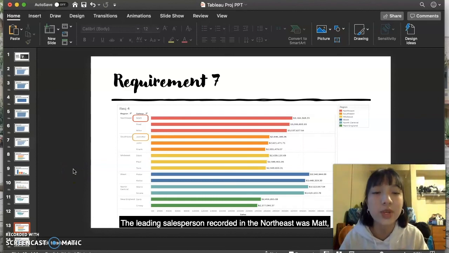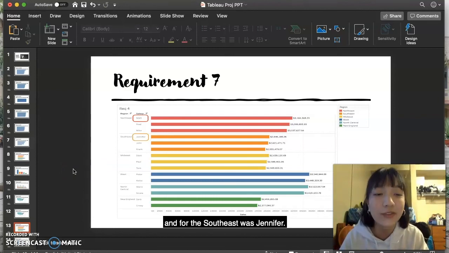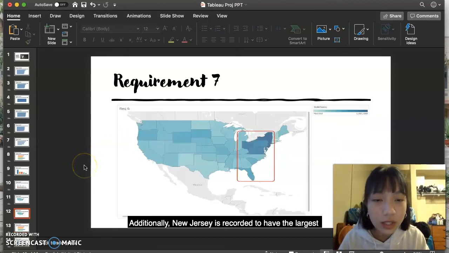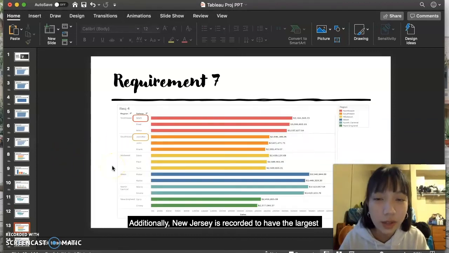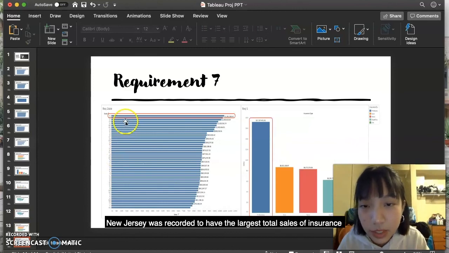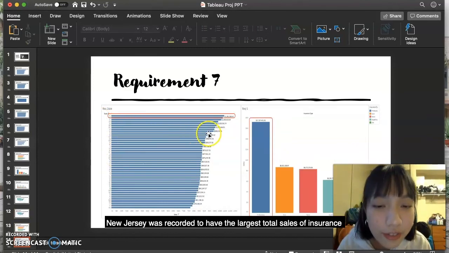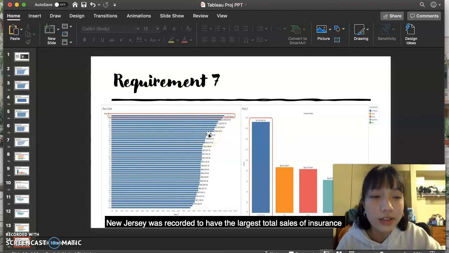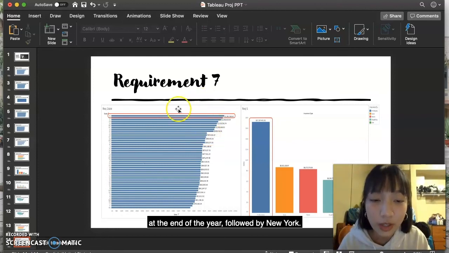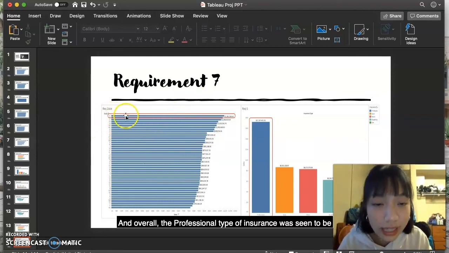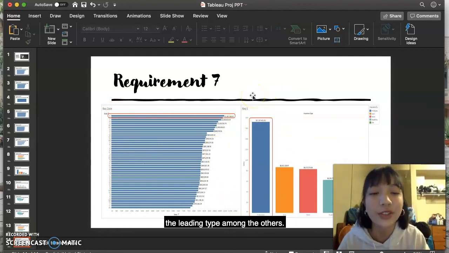The leading salesperson recorded in the Northeast was Matt, and for the Southeast was Jennifer. Additionally, New Jersey was recorded to have the largest total sales of insurance at the end of the year, followed by New York. And overall, the professional type of insurance was seen to be the leading type among the others.